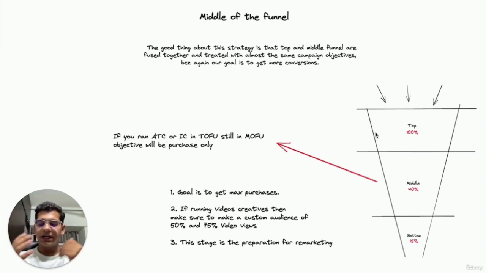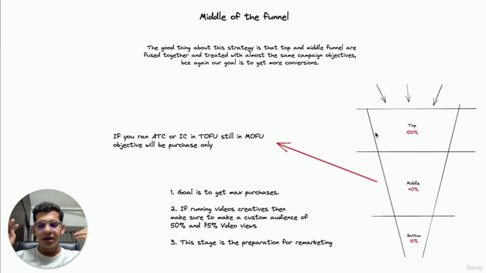And by the way, down the line, I would be talking about what type of ad to make, what are the small tips and tricks which you can use while making the ad. And this is going to help you a lot. So basically the goal of the middle of the funnel is to get more purchases, and to get maximum purchases, we need to run only and only purchase campaigns and nothing else.